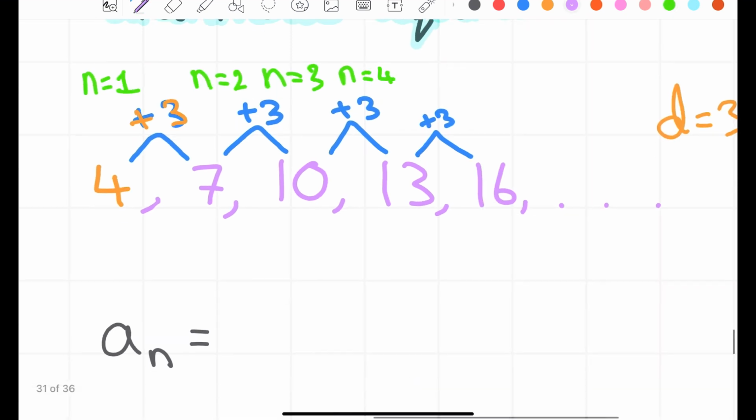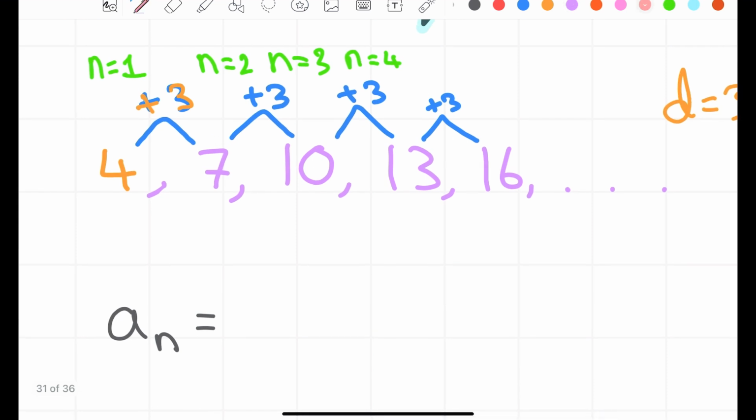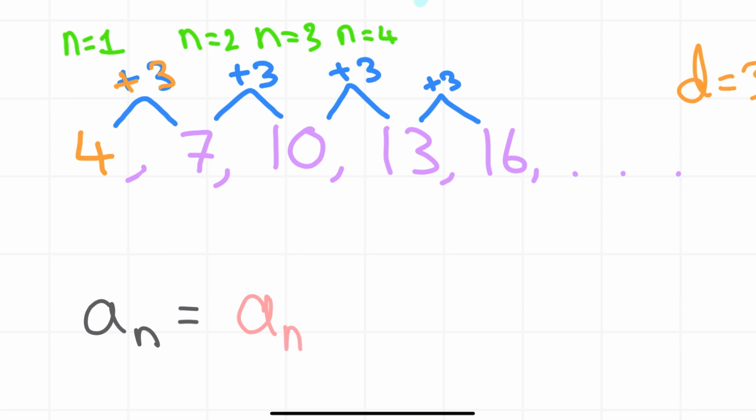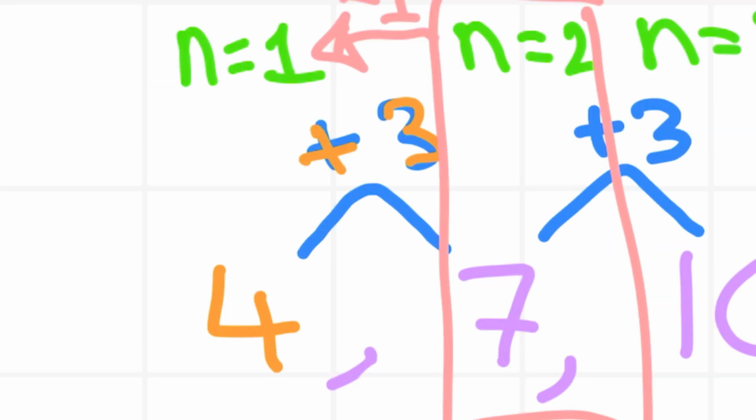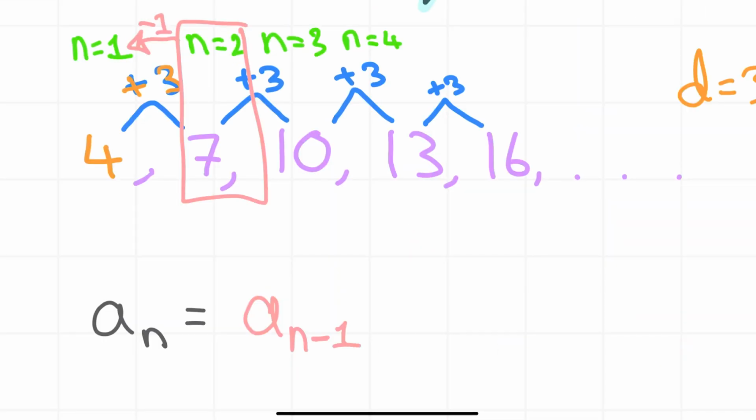Or in other words, to find the value of the current term, we have to add 3 to the previous term's value. So for example, if the value of our current term is 7 and the term number is 2, then if I subtract 1 from the term number, I'll go back 1 place to the term beside it, which has a value of 4, and then I add 3 to that, I will be ending up with 7 again.